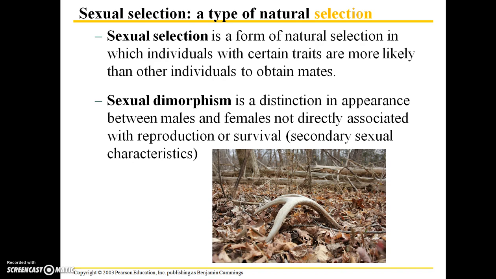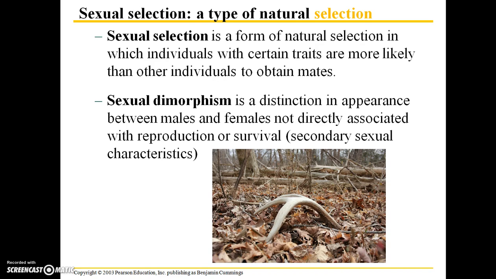Okay, we're going to shift gears a little bit and talk about a different type of natural selection. It's still natural selection, but it's a specific type of natural selection, and it is sexual selection. Sexual selection is a form of natural selection in which individuals with certain traits are more likely than other individuals to obtain mates. And a related concept is sexual dimorphism, which is a distinction in appearance between males and females that's not directly associated with reproduction or survival.